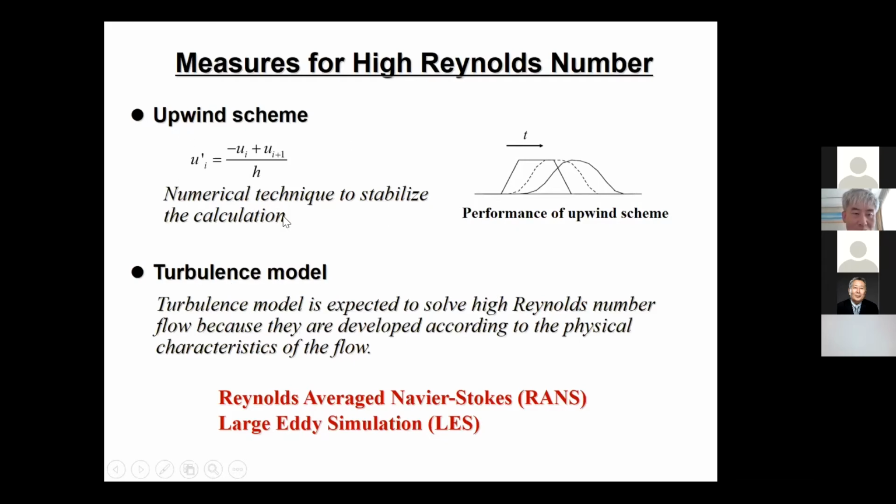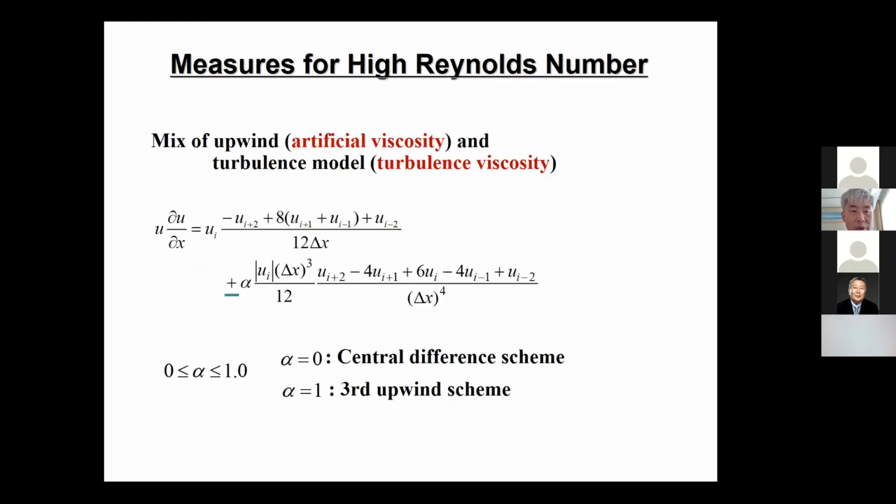So in addition to the upwind scheme, people will use a turbulence model. A turbulence model is expected to solve high Reynolds number flow because it is developed according to the physical character of the flow. Currently, we have RANS, Reynolds-averaged Navier-Stokes, and another one is large eddy simulation, LES. These two are widely adopted numerical turbulence models for engineering applications.